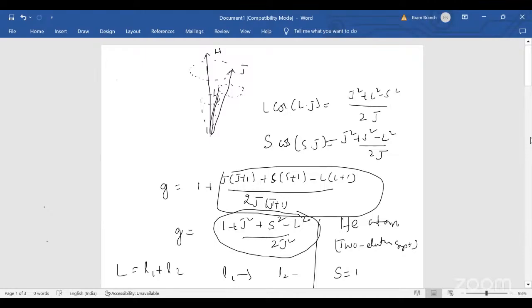Zeeman splitting in a magnetic field for JJ coupling, and likewise Zeeman splitting for LS coupling. That means when we take this atom into a magnetic field, it is going to be split into sublevels. So how it splits in a magnetic field in LS coupling, and how it splits in JJ coupling, will be given.